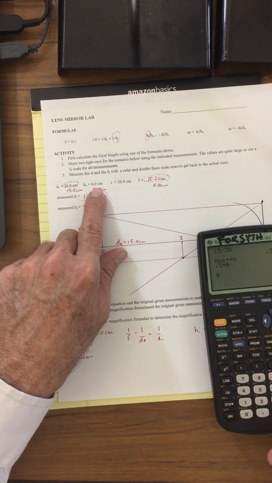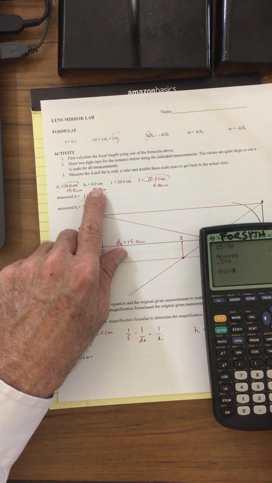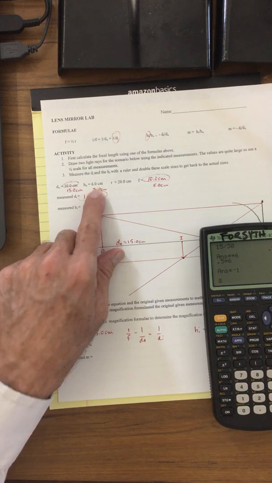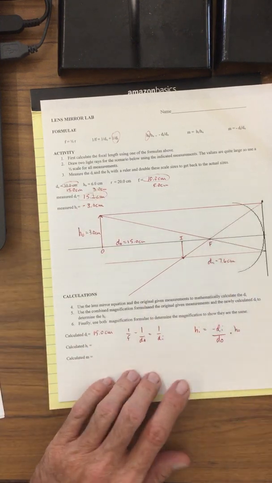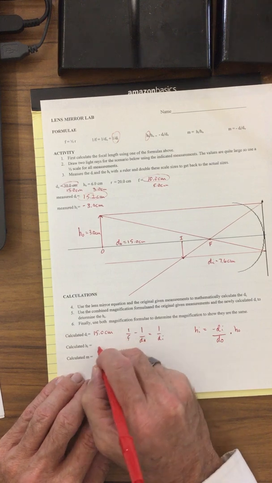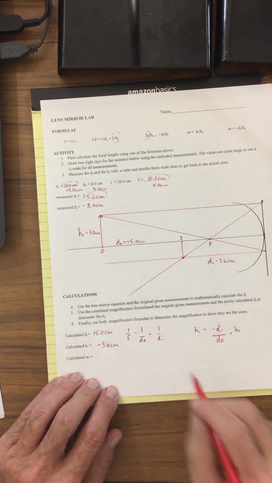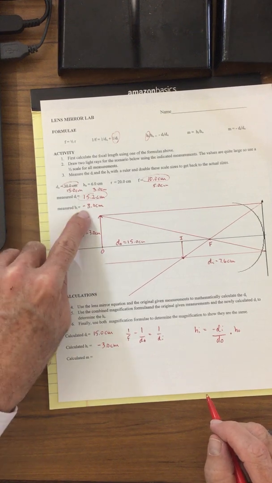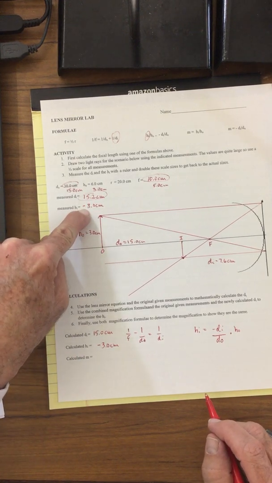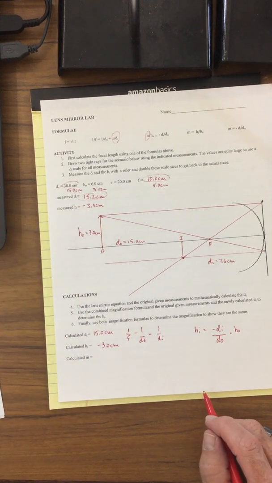0.5 times 6 would give me 3, but we have the negative as well, so it's going to be negative 3. So the calculated height is negative 3.0 centimeters. That was actually our measured, so we were very close. We were actually precise on that one.